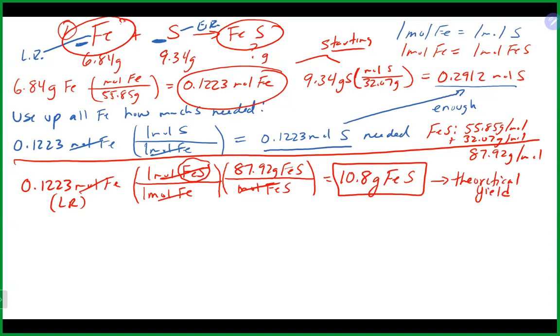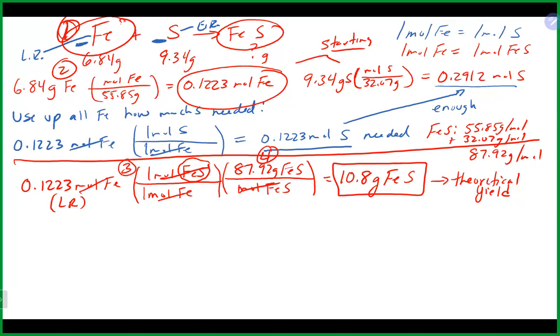Once again, it is our first step, balance the equation. Second step, convert to moles, figure out the limiting reagent. Third step, fourth step, basically just like a basic stoichiometry problem with the additional component of figuring out the limiting reagent. Any questions on any of those steps there?